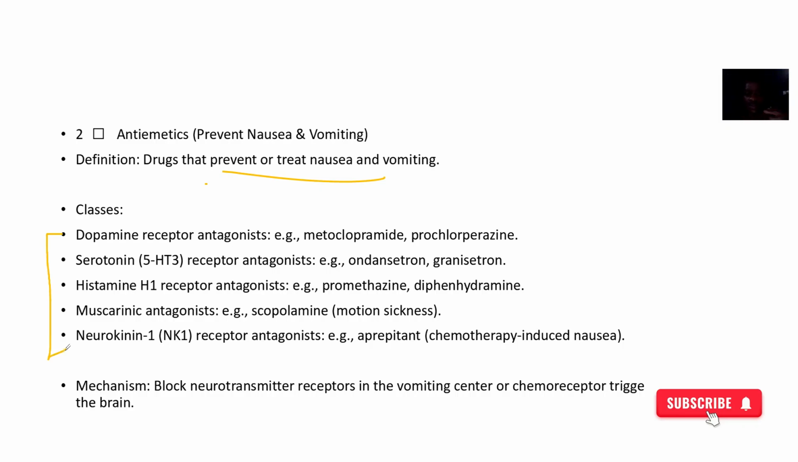We have the dopamine receptor antagonists, like metoclopramide and prochlorperazine. We have serotonin receptor antagonists, like ondansetron and granisetron. We have the histamine H1 receptor antagonists, like promethazine and diphenhydramine. We have the muscarinic antagonists, like scopolamine. We also have neurokinin receptor antagonists. They block neurotransmitters in the vomiting center or the chemoreceptor trigger zone of the brain.